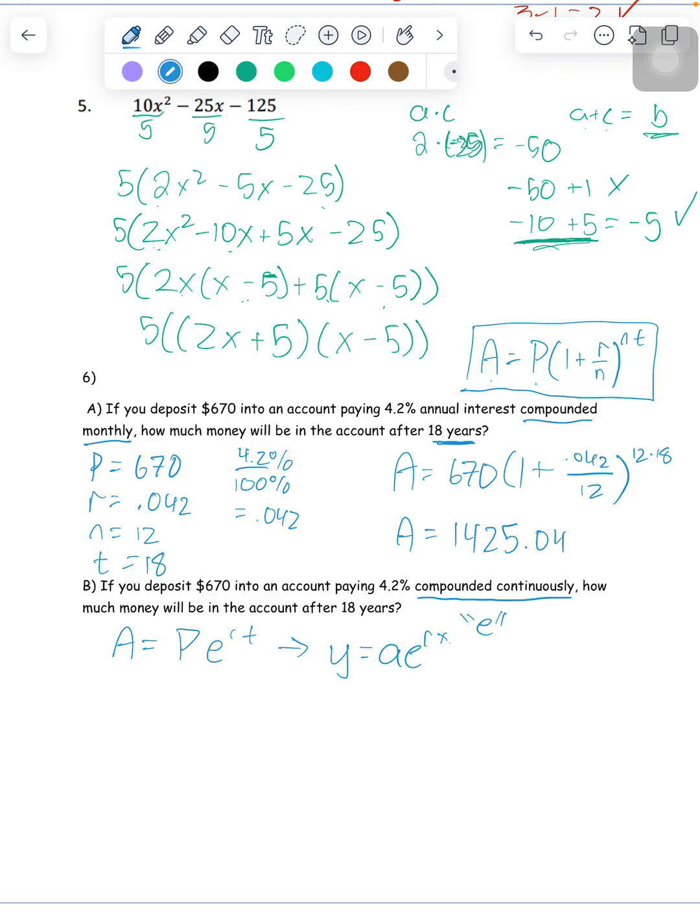All right, so let's put that in, right? Let's plug in all our values. We have all our values from before. So A equals P, which is 670, e to the r, which is 0.042, all right? And time is 18. All right, so let's put that into the calculator.